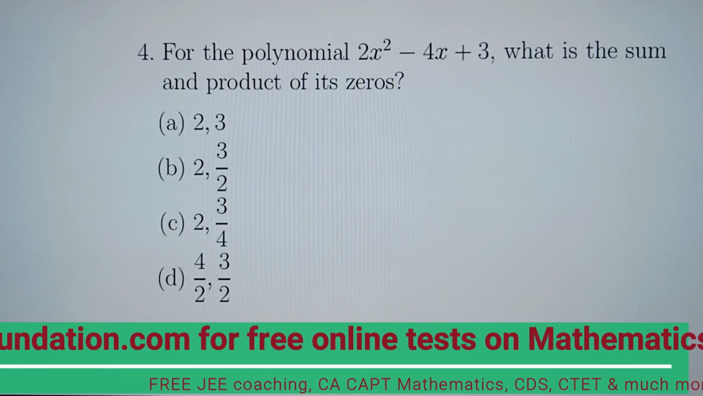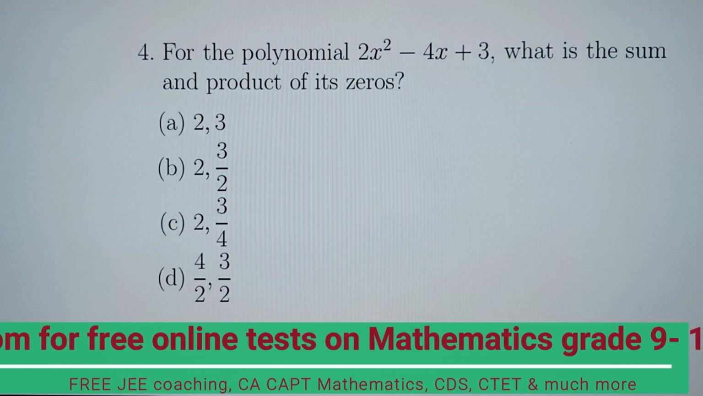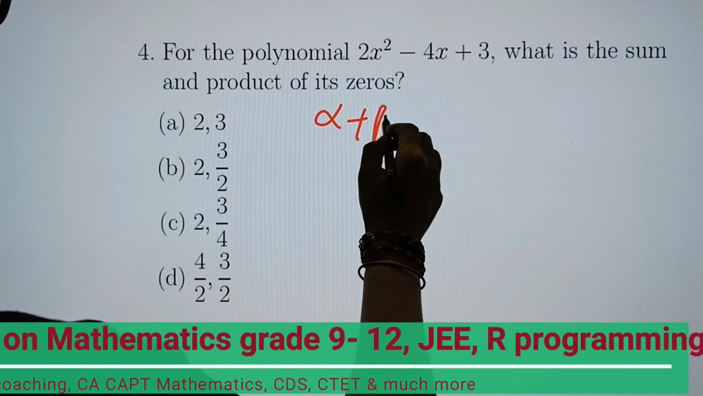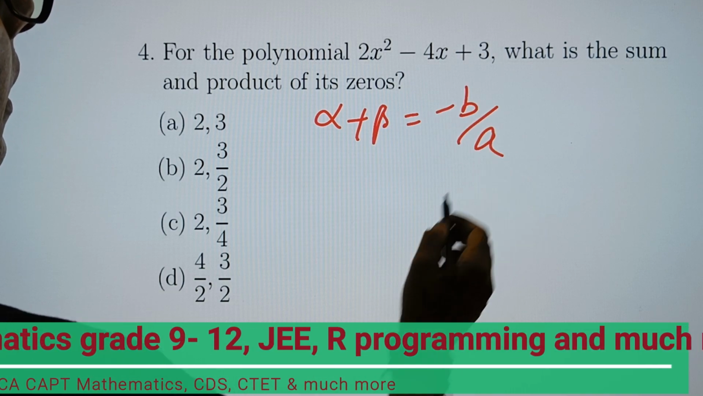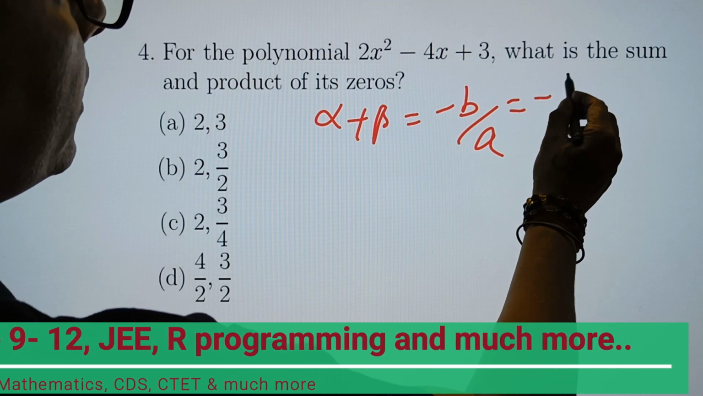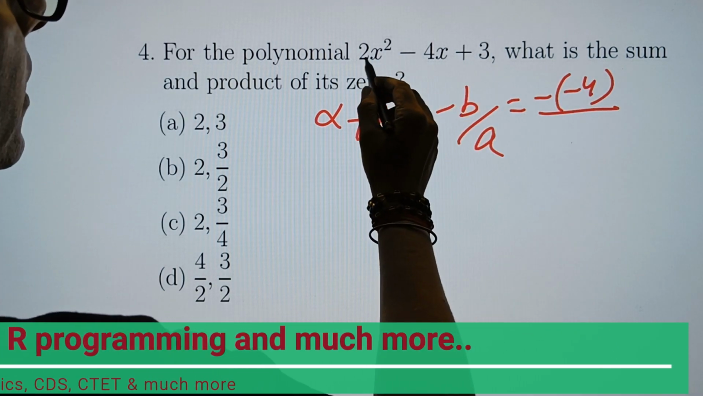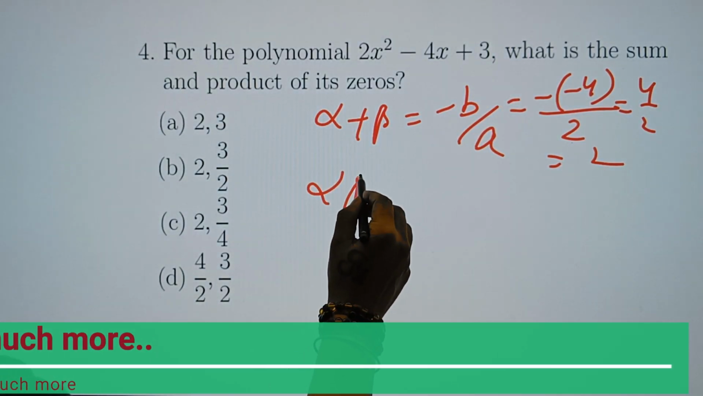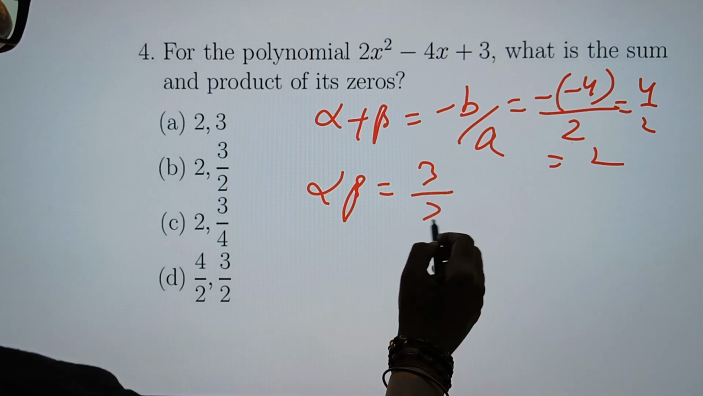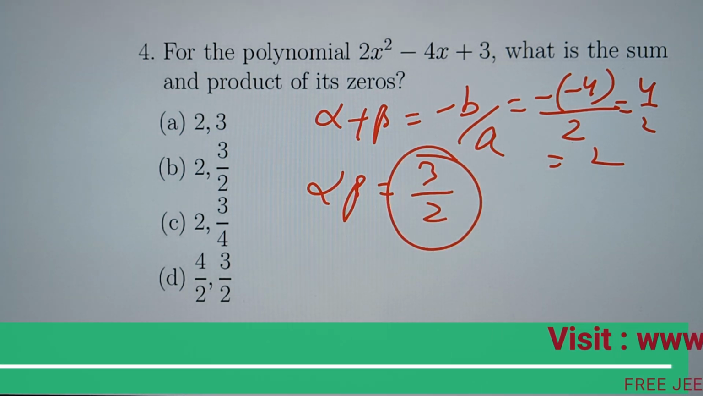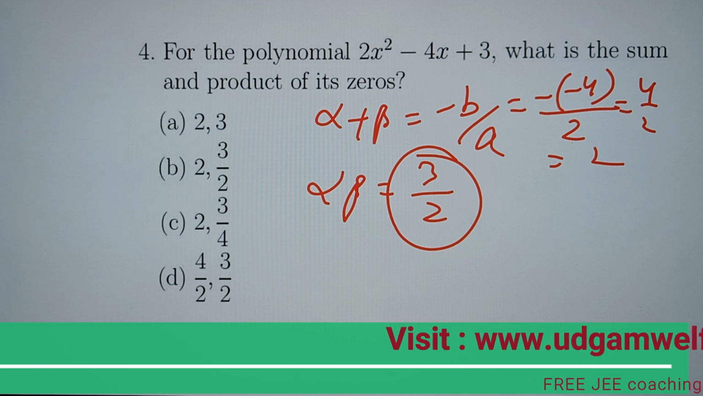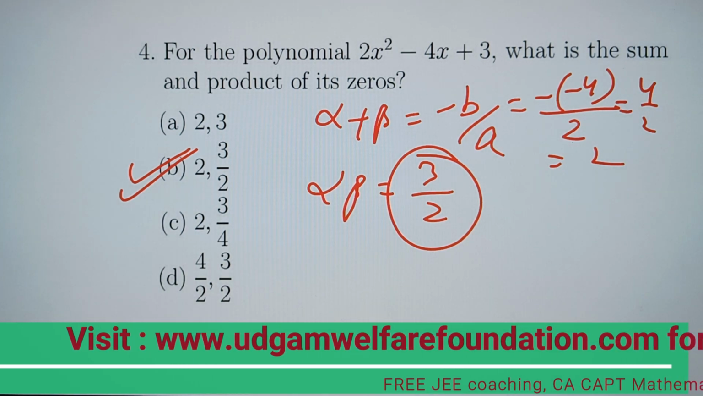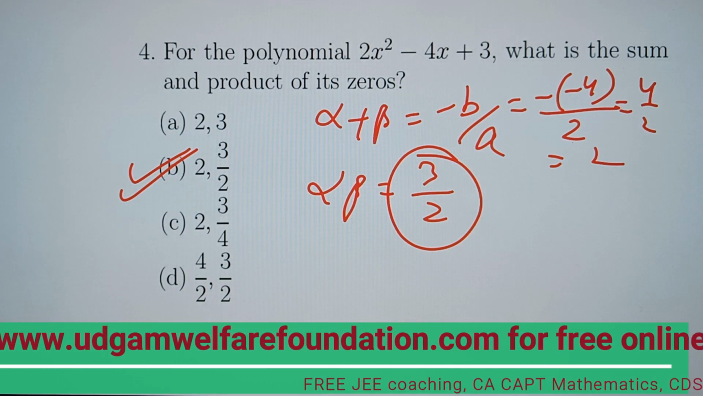For the polynomial 2x square minus 4x plus 3, what are the sum and the product of its zeros? So sum, that is alpha plus beta, is equal to minus b upon a. Here b is minus 4. So minus of minus 4 upon a is 2. So this is 4 by 2, which is 2. Alpha into beta is equal to c by a, that is 3 upon 2. So it is the product of the roots. So we can check our options here: 2 and 3 by 2. So option number B is our correct answer. Very simple. Now let's move towards question number 5.